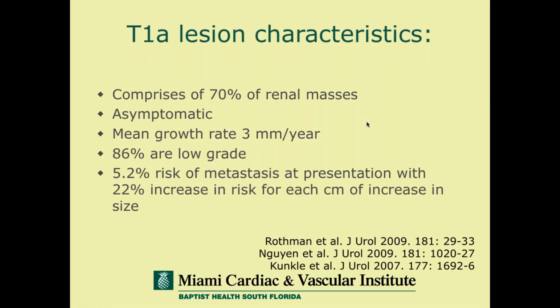So we look at T1A lesions. These are localized lesions to the kidney. These are less than 4 centimeters, and they comprise 70% of all renal masses. These are asymptomatic with a very small indolent growth rate, estimated at about 3 millimeters per year. An important point is that the risk of metastasis at presentation is actually quite low. The numbers talk about 5%. It's probably lower than that, particularly in these small lesions.